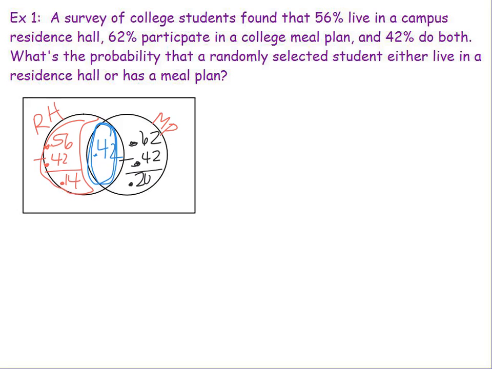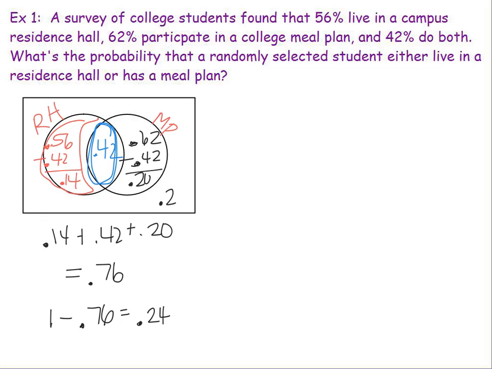So one thing we know, the perfect percentage is 100. So we're going to take the 14 and the 42 and the 20 and add them up. Well, 14 plus 42 is 56, and 56 plus 20 is 76. So then, to figure out what's left over, we're going to take 1 minus 0.76, and that leaves us with 0.24.